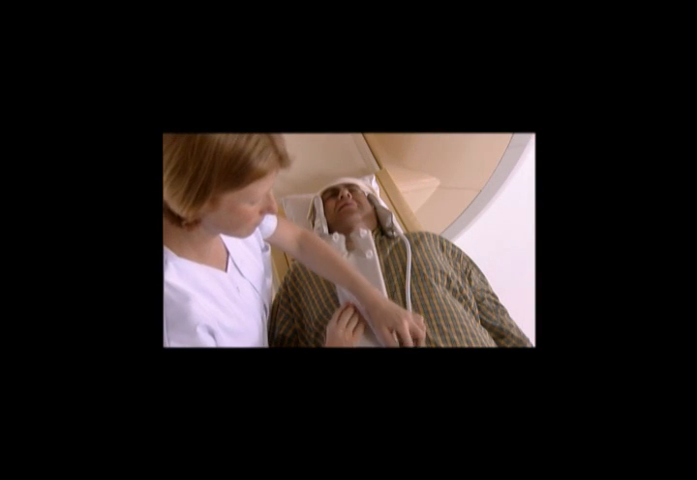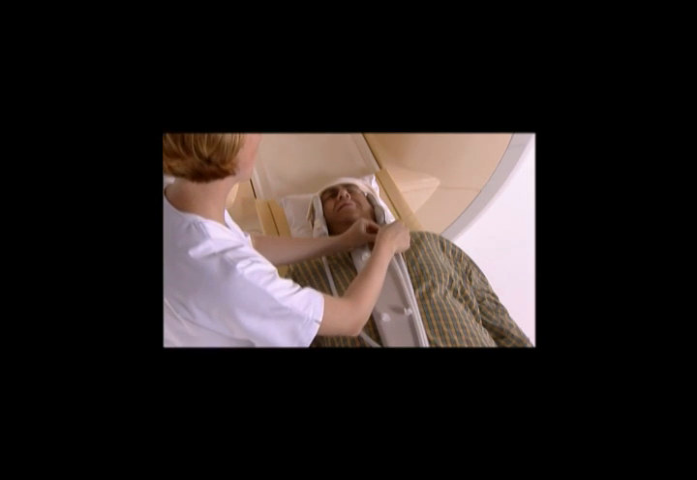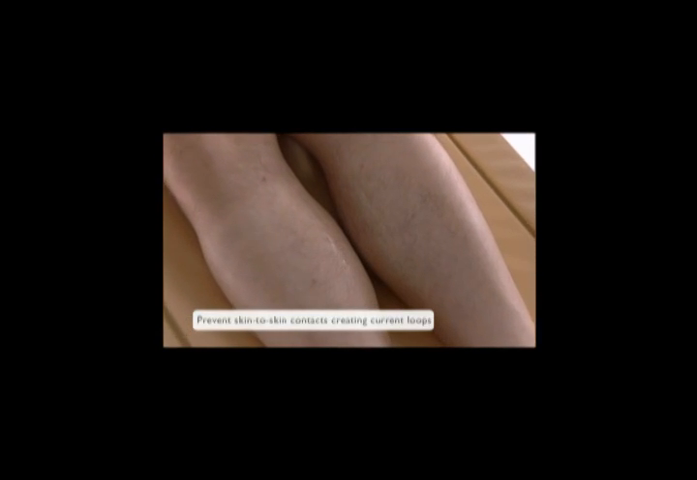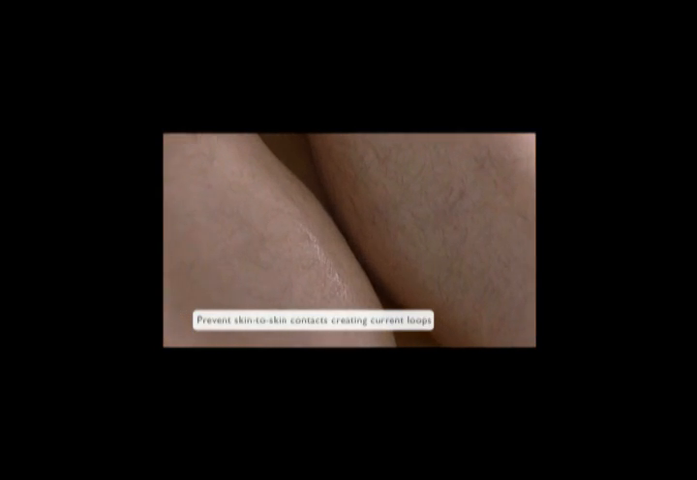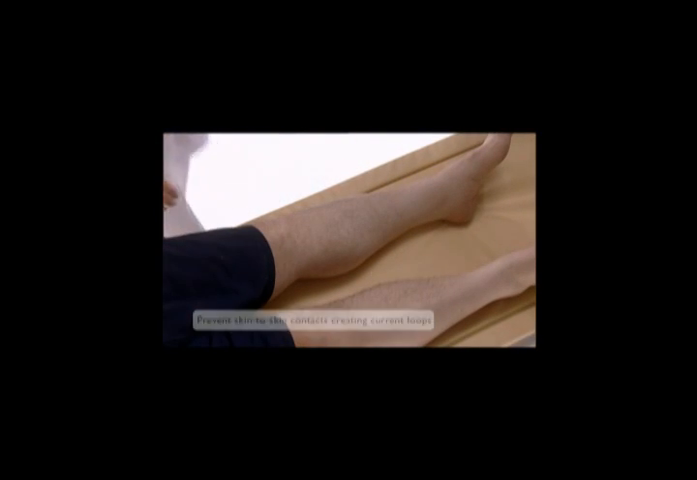An unwanted antenna effect can also be caused by the interaction between cables or coils and the patient's body, or even between adjacent skin surfaces, particularly if the patient is sweating, as this increases the skin conductivity.